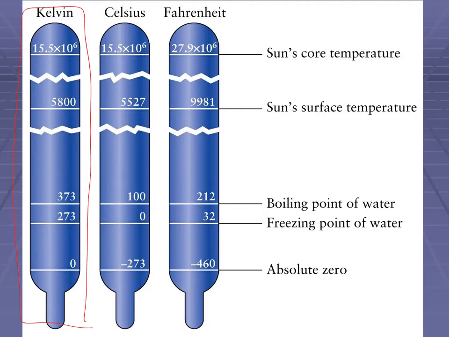We want to measure temperature in Kelvin. The freezing point of water is 273 Kelvin. 0 Kelvin is so cold that the molecules stop moving. We call that absolute zero. That's about minus 460 Fahrenheit or minus 273 Celsius.